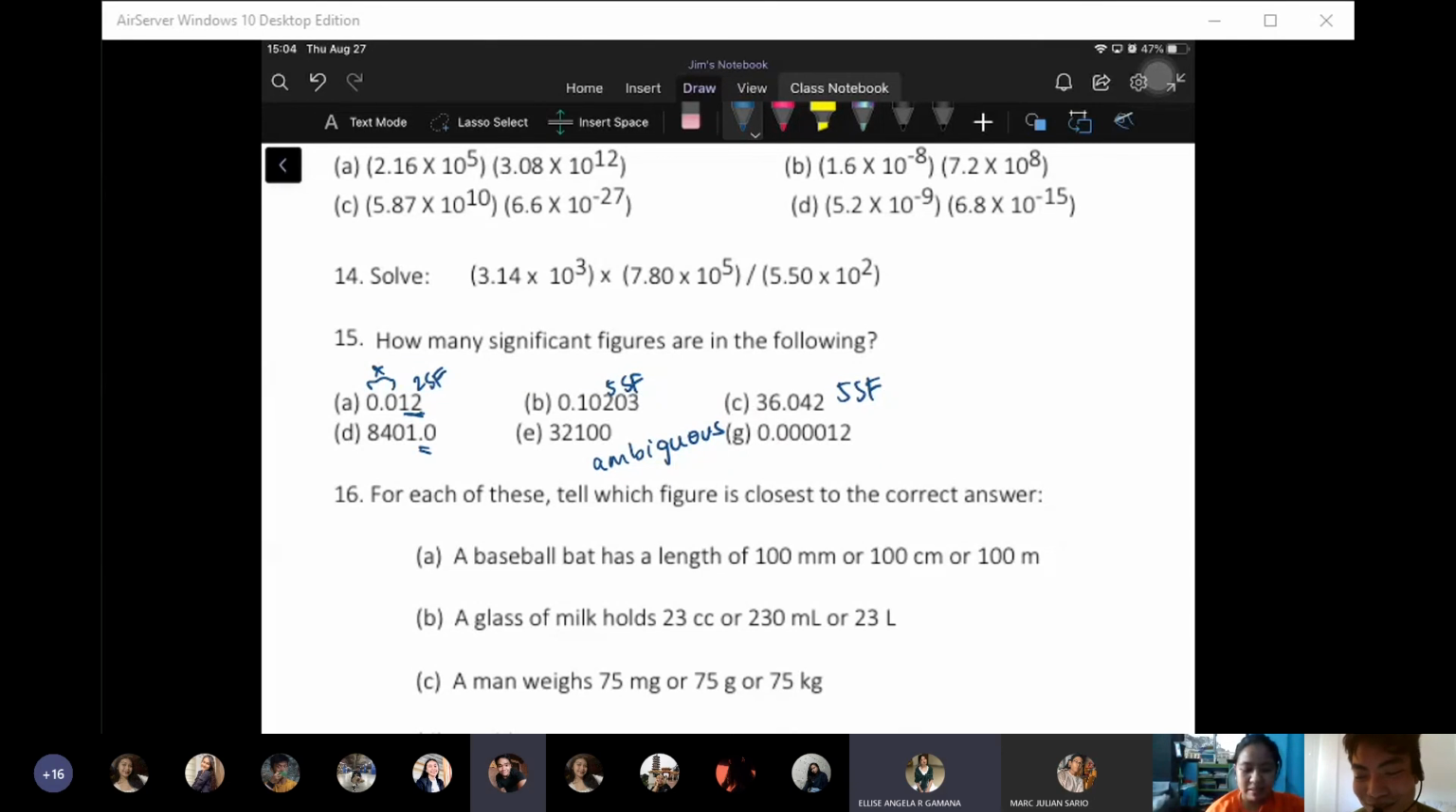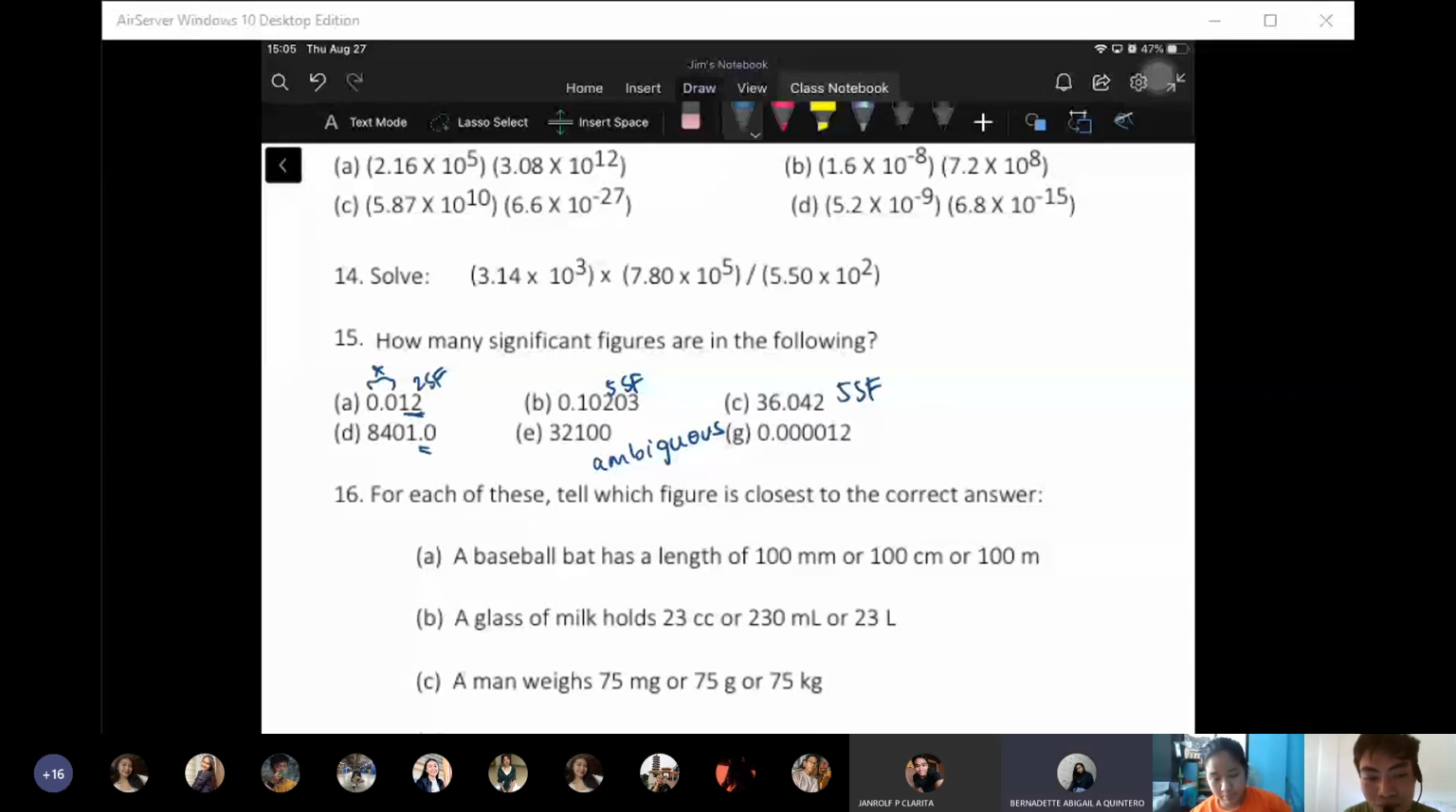Oh, bakit ambiguous? Kasi walang decimal point. Pwede kasi siyang 3, pwedeng 4, pwedeng 5, so on and so forth, no? So, ambiguous pag walang decimal point, no?